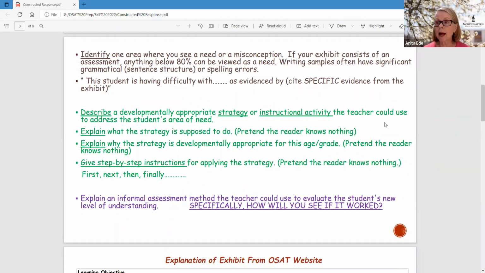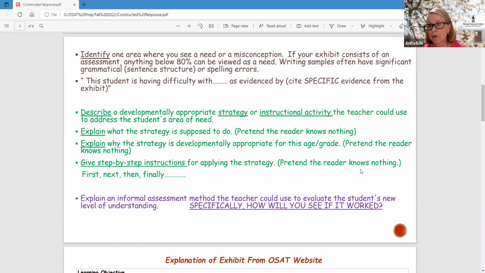And last but not least, you want to see if the child learned what you intended them to learn. So you're going to come up with an informal assessment method that the teacher can use to evaluate the student's new level of understanding. Basically, did it work?